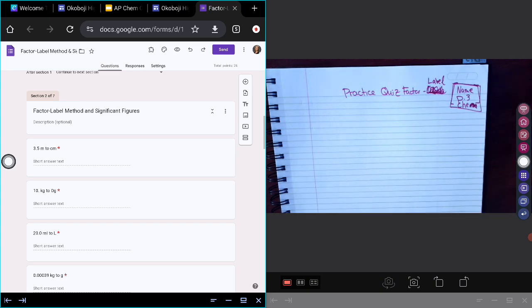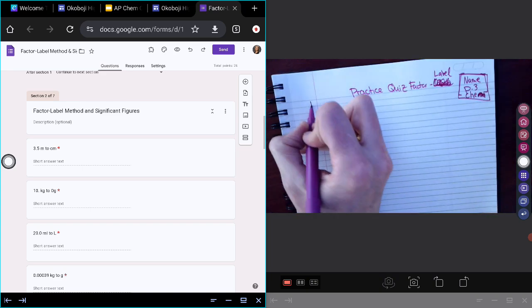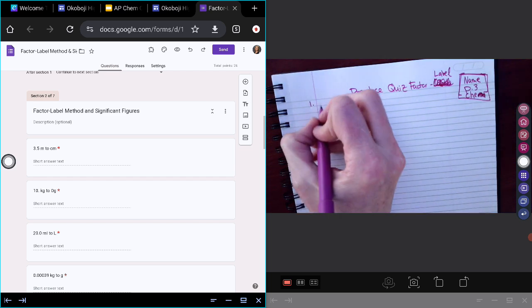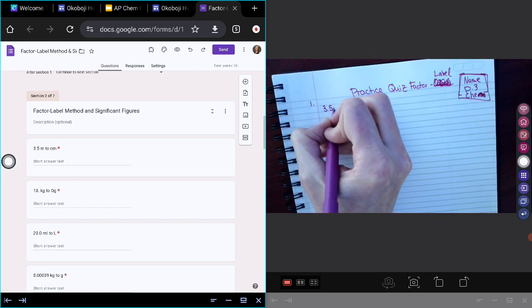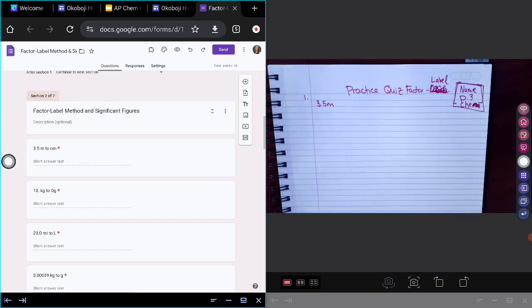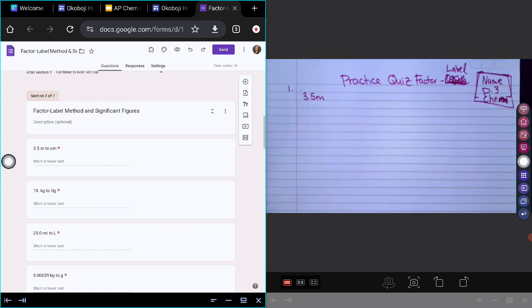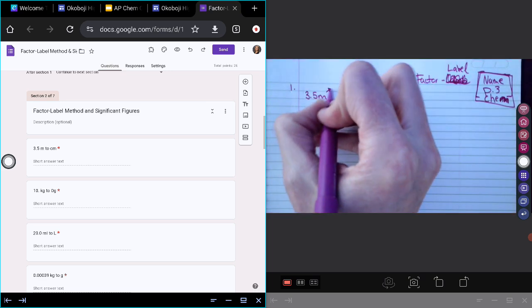All right, we're going to start with number 1 here, and it says 3.5 meters to centimeters. So we're always going to start by writing our given quantity. So that's what I've got here, 3.5 meters. And we're going to convert to centimeters.